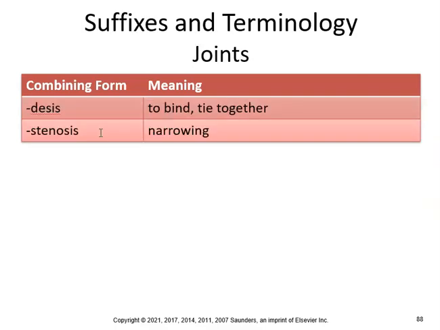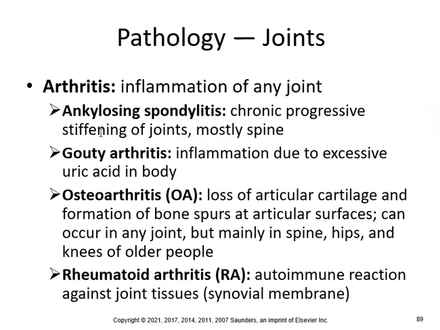Desis is to bind together, so arthrodesis would be binding together or a fusion of a joint, and stenosis is narrowing, so you could have lumbar stenosis or cervical stenosis. Now arthritis, a couple kinds of arthritis. Again, there's inflammation of any joint, but ankylosing spondylitis is chronic progressive stiffening of the joints, mostly the spine.